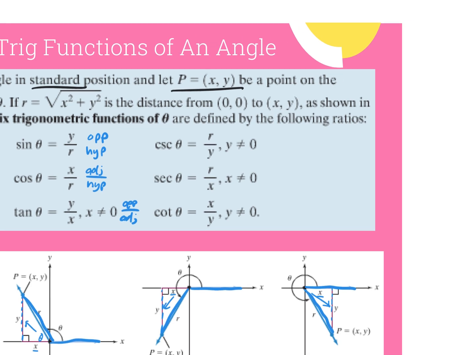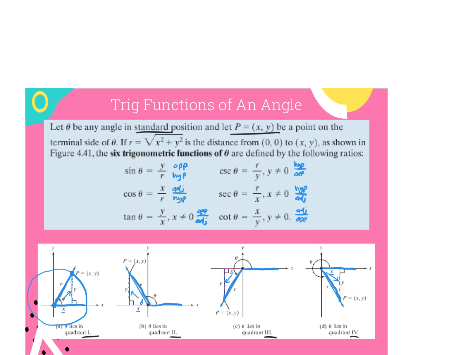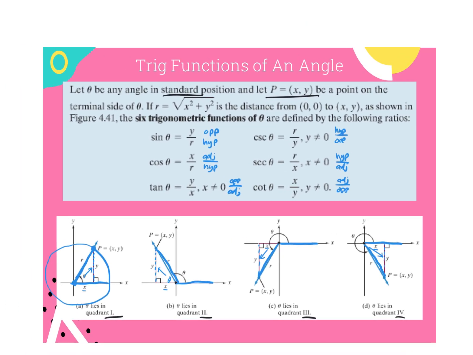So cosecant is going to be r over y, right? So hypotenuse over opposite. And this is r over x, secant. It's going to be hypotenuse over adjacent. And then our cotangent is going to be adjacent over opposite, right? X over y. So if it seems a little confusing, I'll do some examples that I did in class, and then hopefully we can kind of piece everything together.